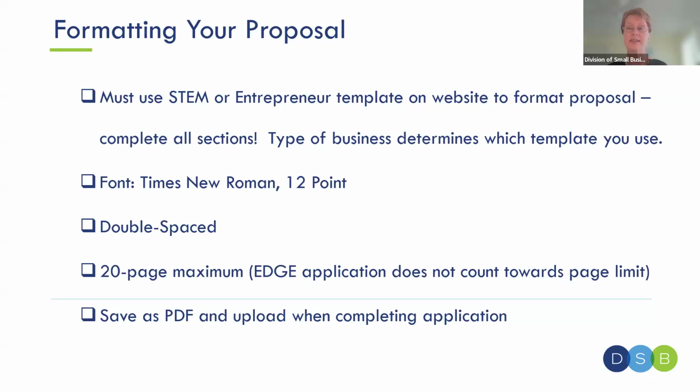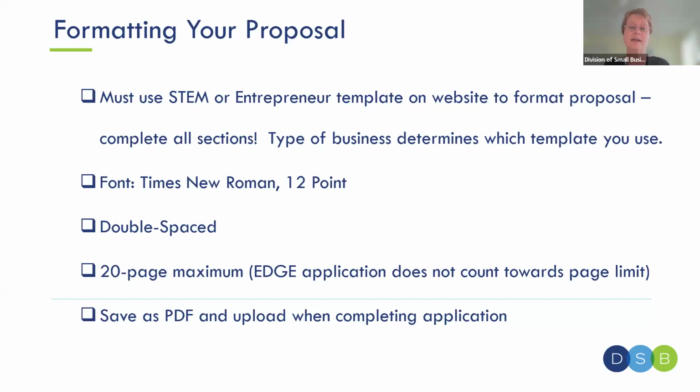It used to be that we would say, if you're a STEM-based business, but maybe you're not developing an online app, you might choose Entrepreneur. No more. If you're a STEM-based business, science, technology, math, and engineering, you pick the STEM template. If you are any other category, you pick the Entrepreneur template. If you have a question about where your business falls, contact a regional business manager.